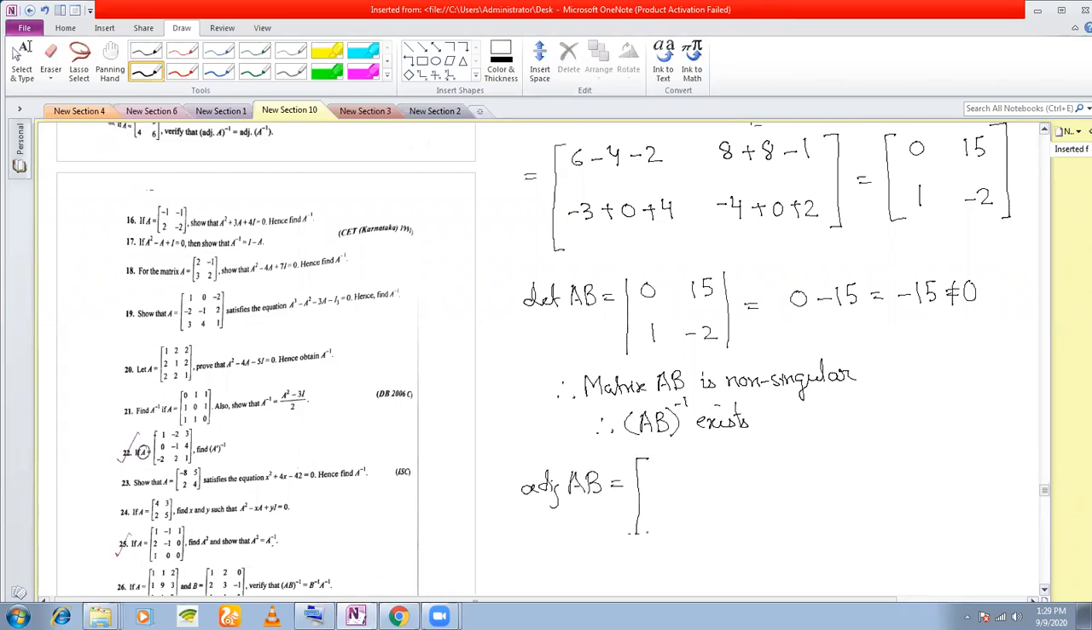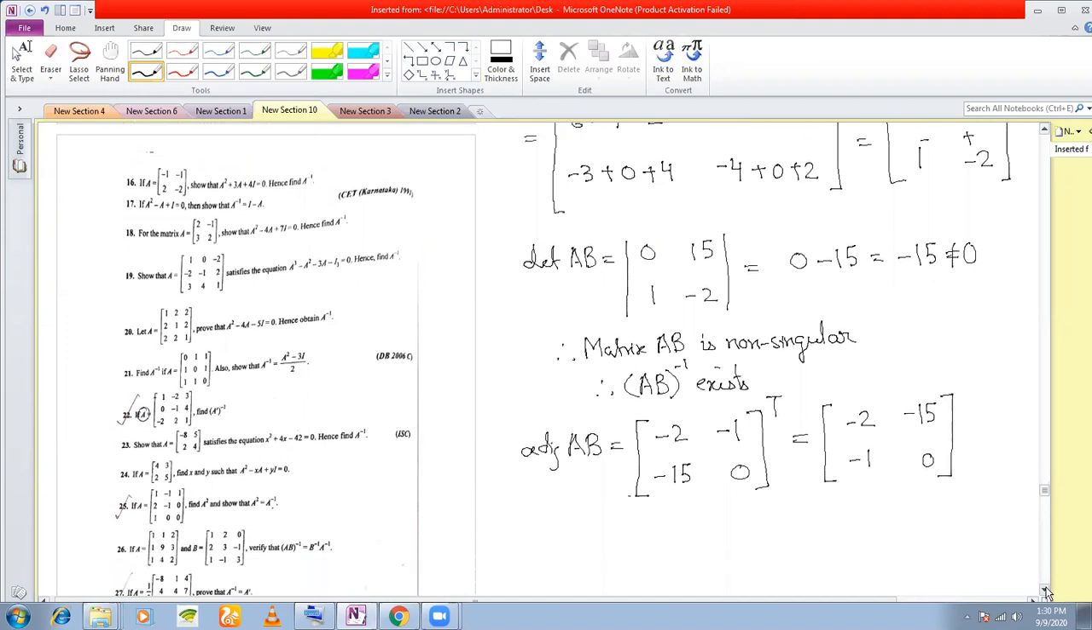Adjoint of AB is: minor of 0 is, this is a plus position, minus position, minus position, plus position. So my minor of 0 is minus 2 with a plus sign, so minus 2. Minor of 15 is plus 1 with a minus sign. Minor of 1 is 15 with a minus sign. And minor of minus 2 is 0. It doesn't matter what the sign is. Transpose is equal to minus 2, minus 1, minus 15, 0.